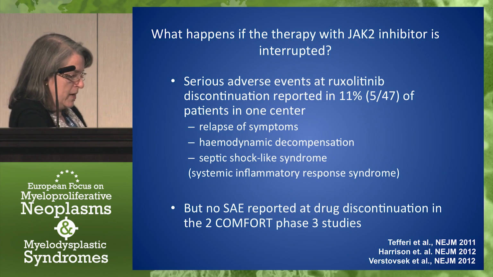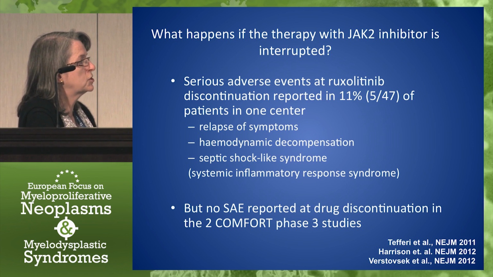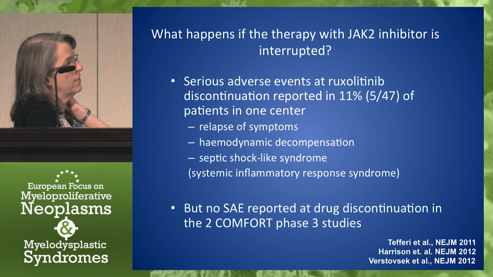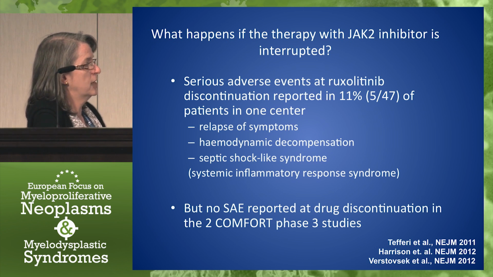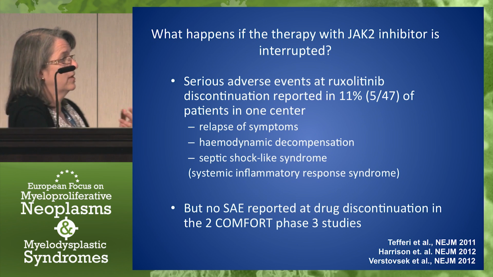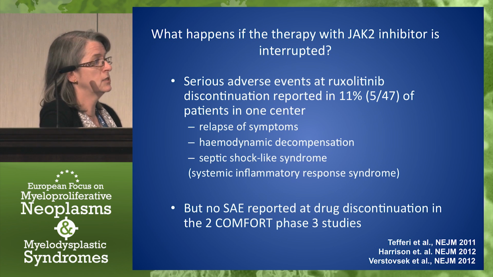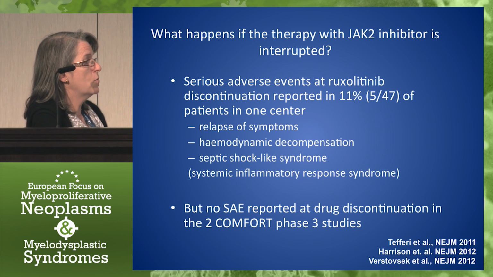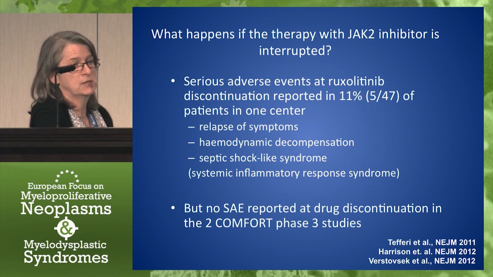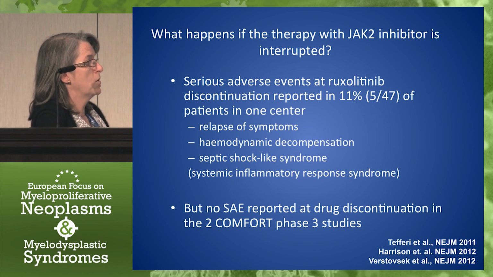And there have also been a number of reports in this series. 11% of this series, 5 out of 47 in one centre, reported serious adverse events on stopping ruxolitinib. They had a relapse of their symptoms, hemodynamic decompensation, a septic shock-like syndrome. This is referred to as a systemic inflammatory response syndrome, where you get a cytokine storm on stopping the ruxolitinib. However, there were no SAEs reported on drug discontinuation in the 2 COMFORT studies. However, despite that, you need to be aware of this.